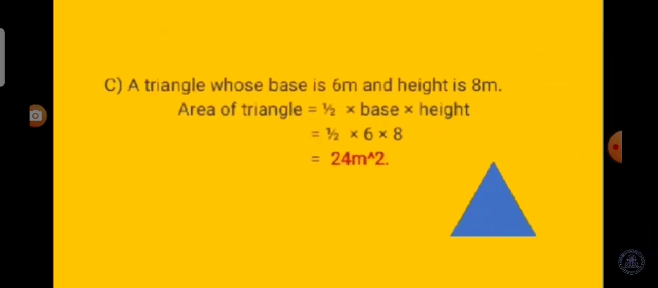The last problem is a triangle whose base is 6 meter and the height is 8 meter. Formula for the area of the triangle is half BH. So half into, now we substitute the values for the base and the height, that is 6 into 8. So the answer will be 24 meters square.